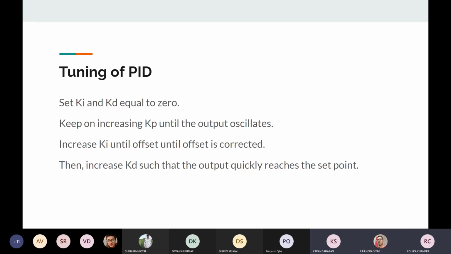Okay, so now the tuning of PID. Those values Kp, Ki and Kd are not provided to us. We have to set these values so that we obtain a better result.